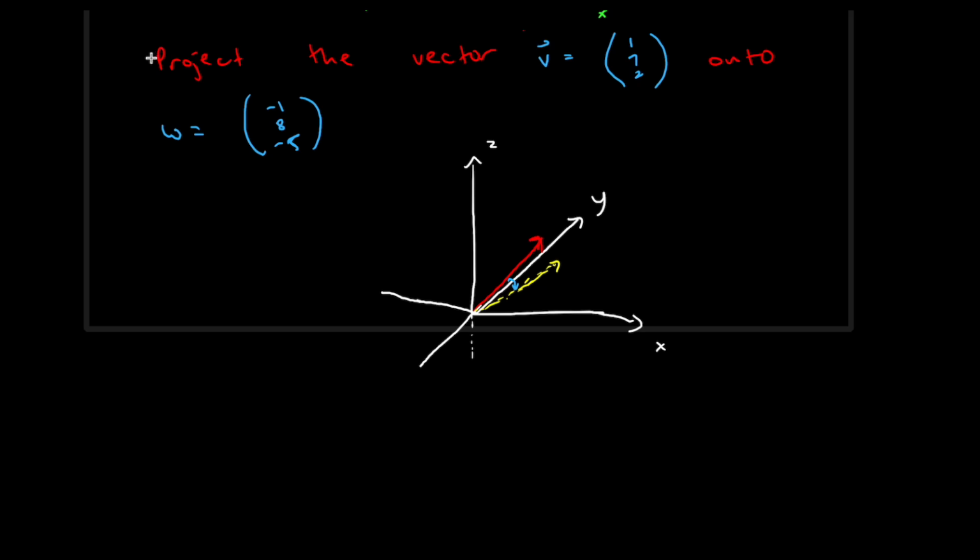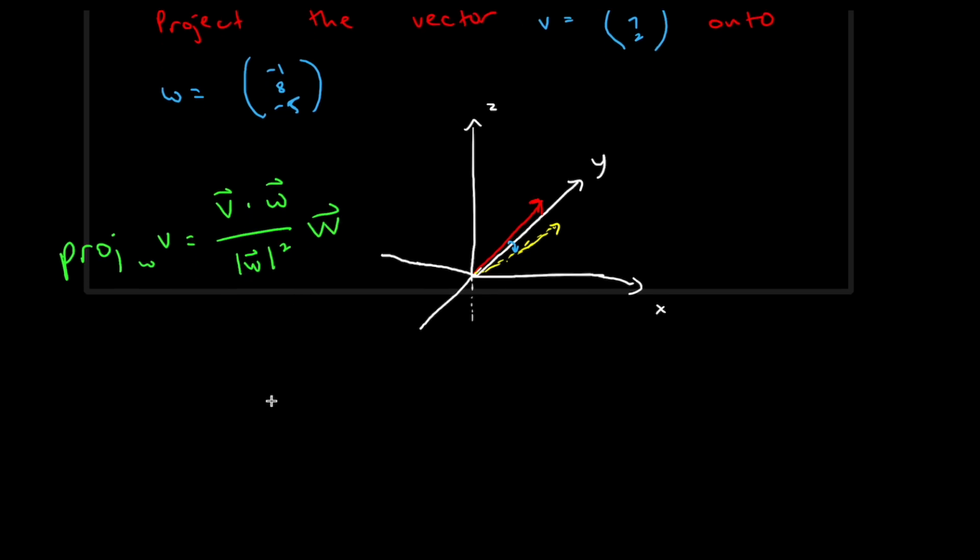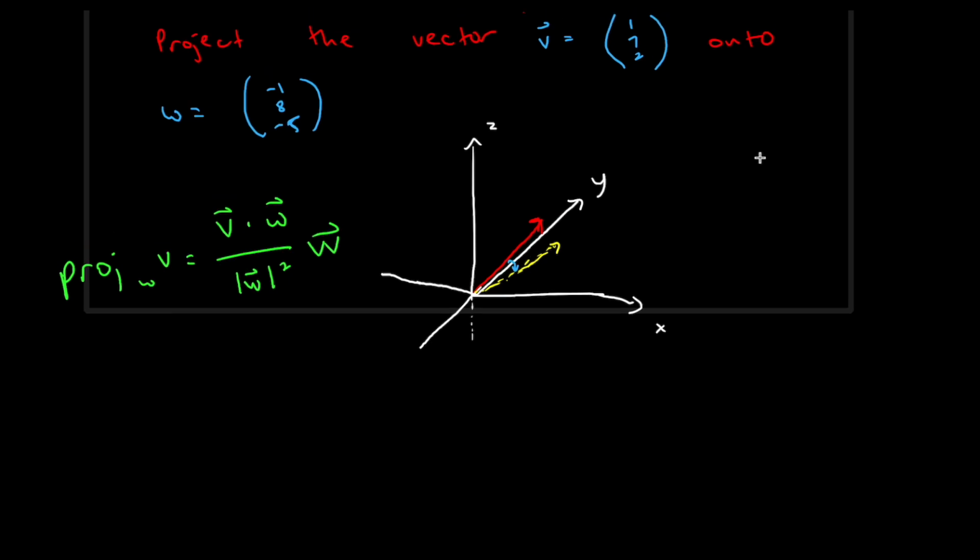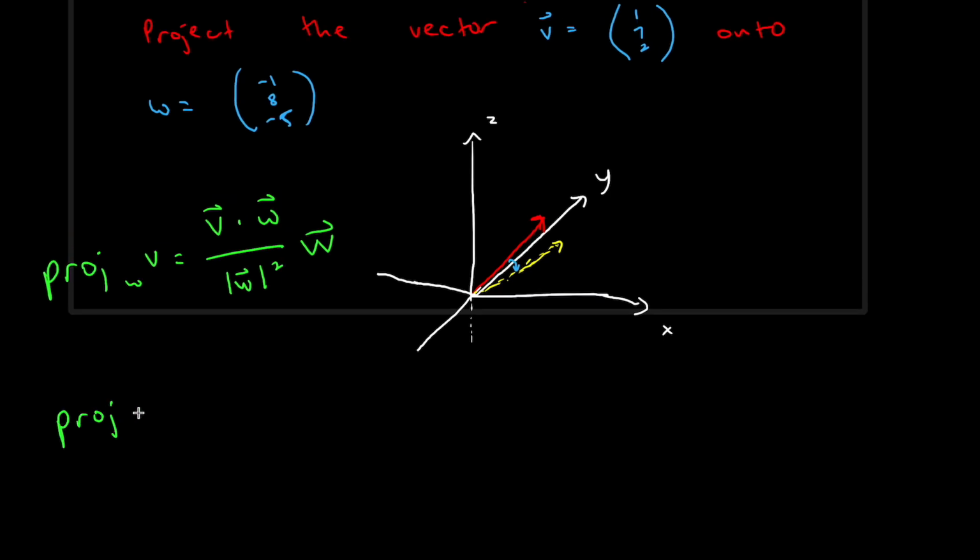Now if you watched my previous video, this is just the same formula. All right, we have the projection of v onto w is just the dot product of v and w over magnitude of w squared times the vector w. So we can plug in our vectors. We have projection v onto w is just 1, 7, 2 times negative 1, 8, negative 5 over magnitude of w.